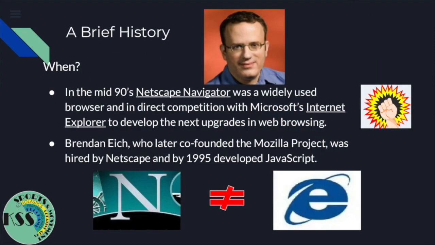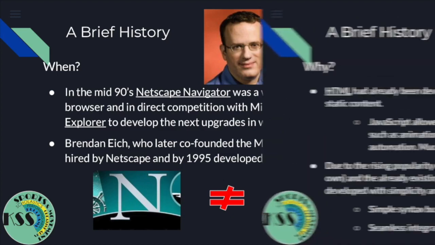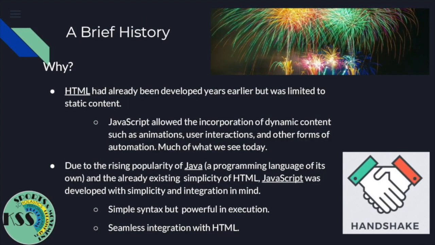In the mid-90s, Netscape Navigator was a widely used browser and in direct competition with Microsoft's Internet Explorer to develop the next upgrades in web browsing. Brendan Eich, who later co-founded the Mozilla project, was hired by Netscape and by 1995 developed JavaScript. Why? HTML had already been developed years earlier, but was limited to static content.